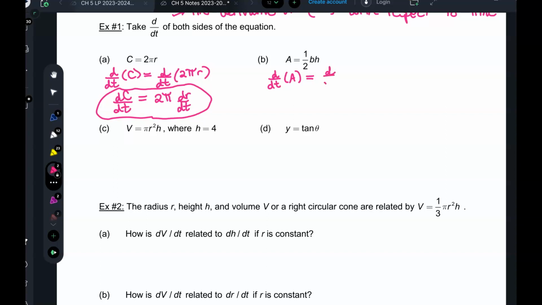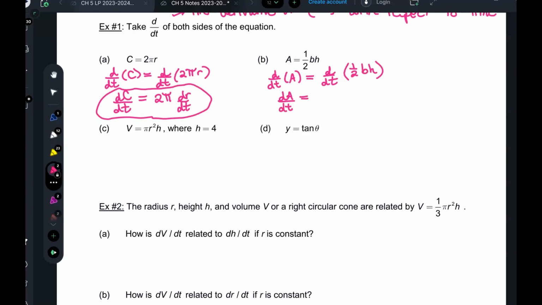So here, what's going to happen? On the left side, we should recognize that's the area of a triangle. I'm purposely giving you formulas that hopefully look a little familiar. It's geometry, not trig. Okay, this is the volume of a cylinder. So on the left side, we just get dA dt.